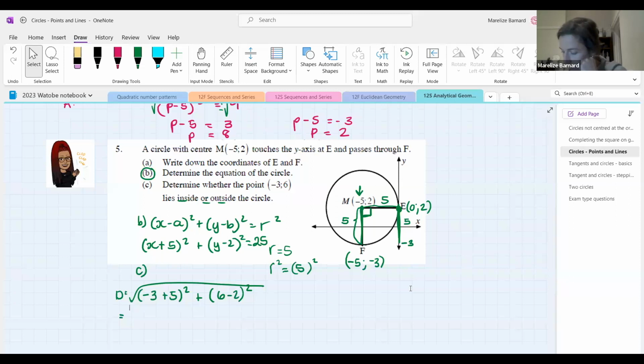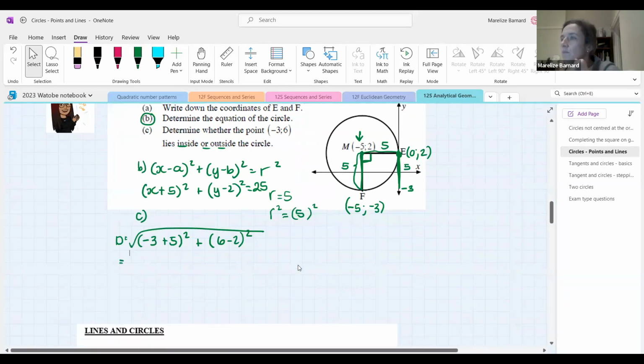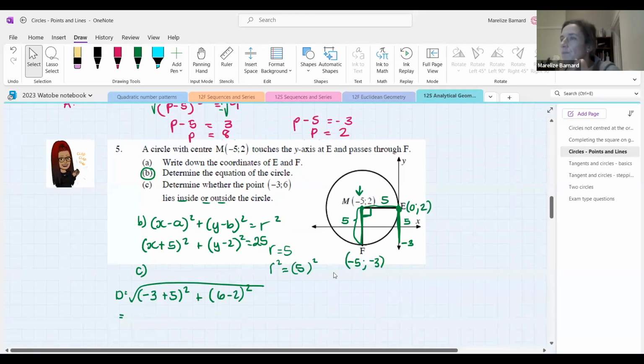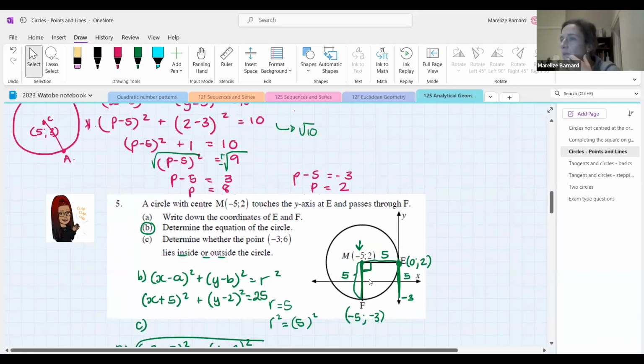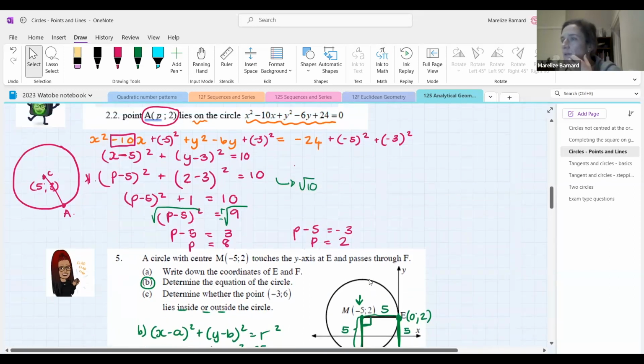Miss B, sorry, can we go to the last question? We just want to check our R on the last question that we were at. Sorry to bring you back. The previous one. Yes. There we go. Okay, so our R is √10. Okay, perfect.